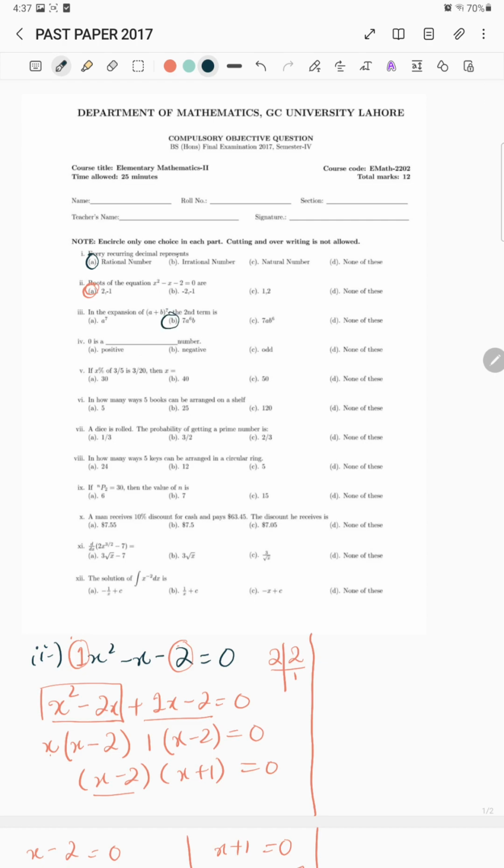0 is neither a positive number nor a negative number. So the answer is none of these.